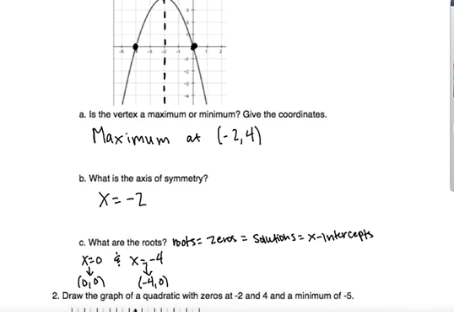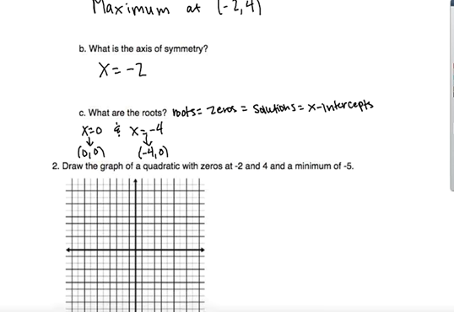Now remember, that question could have been worded in 3 other ways. It could have said, what are the zeros? Or what are the solutions, or what are the x-intercepts? And it would be appropriate for you to answer either way here, either x equals 0 and x equals -4, or to answer as coordinates 0, 0 and -4, 0.